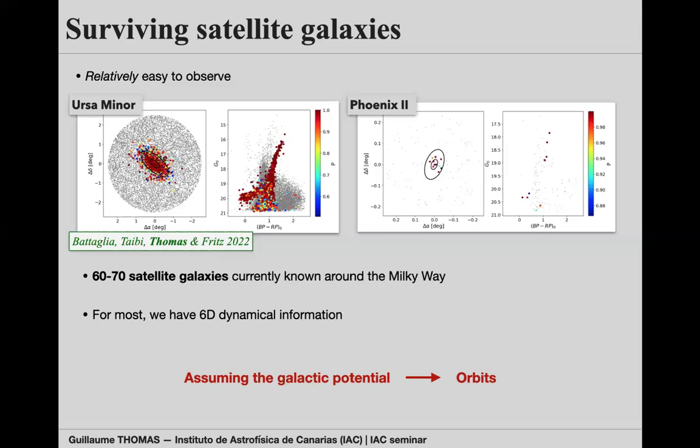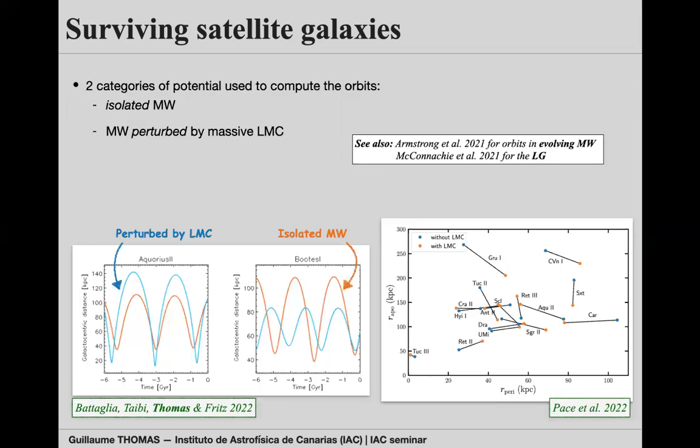And when you have the 6D dynamical information, what is nice is that you can assume the galactic potential and reconstruct the orbit of this object. It's what we have been doing, and we made two assumptions. First of all, we studied the case of an isolated Milky Way, just a typical disk with a bulge following an NFW halo, and you can reconstruct the orbit that you see in orange.